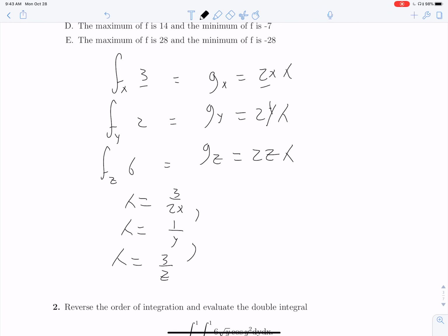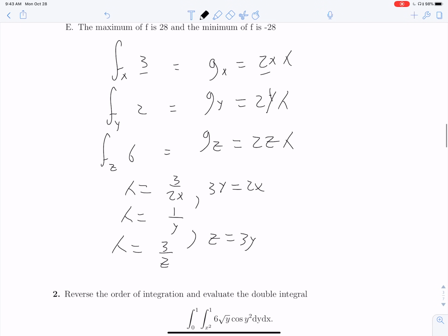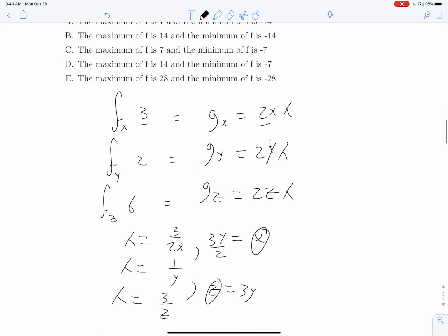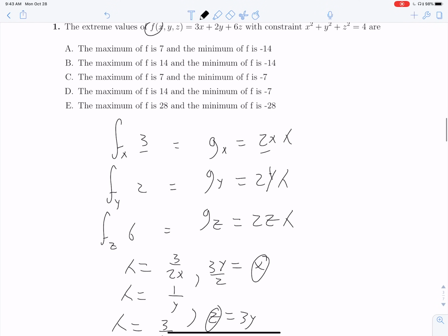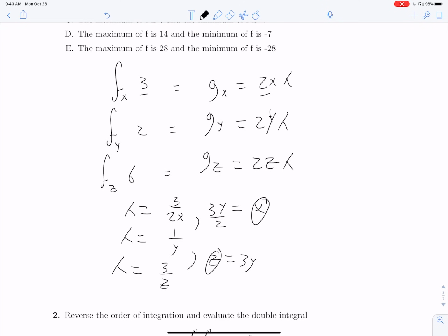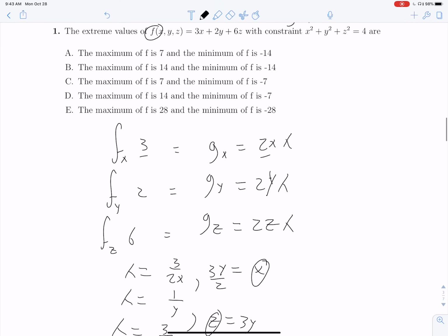And so now we can go in between here, set these lambdas equal to each other, and we find that 3y equals 2x, and we find that z equals 3y. And if we go over here and divide by 2, this is what we're looking for: we have a definition of x and a definition of z, all in terms of y. So now if we go back up to our constraint, remember once we get these relations, we always want to plug back into our constraint.